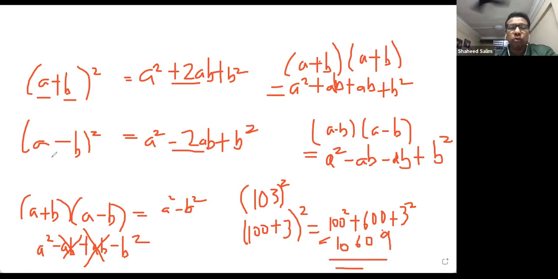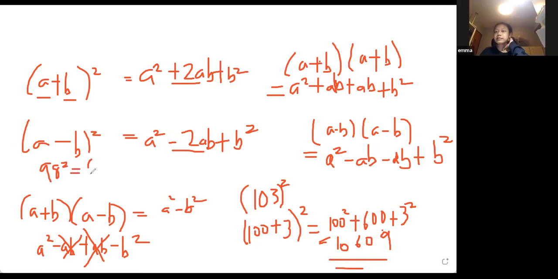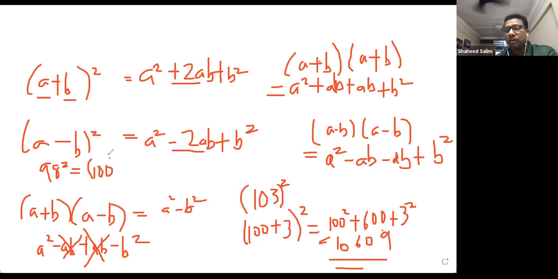So how do we use this? Sometimes they might give you 98 square, let's say. So what do you do? You take 100. Why do we take 100? Because it's easy to calculate. 100 minus 2 is 98, and then square. And then I use the same pattern.